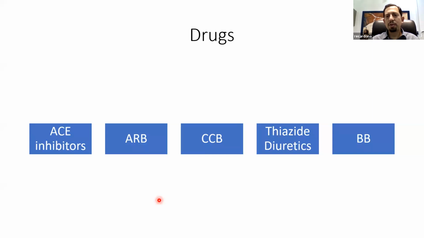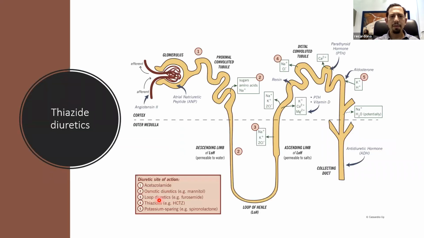There are going to be 5 groups of first-line agents, which are the angiotensin converting enzyme inhibitors, the angiotensin receptor blockers, calcium channel blockers, thiazide diuretics, and beta blockers. And I'm going to give a little introduction to these agents. And first, we're going to talk of one of the oldest agents used to treat hypertension. This is a group called thiazide diuretics.